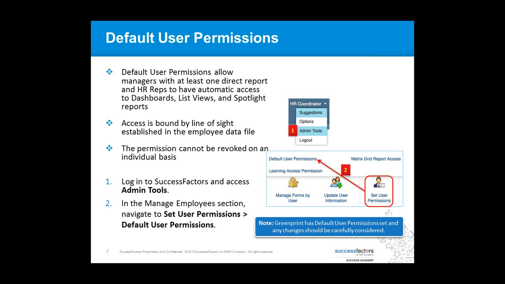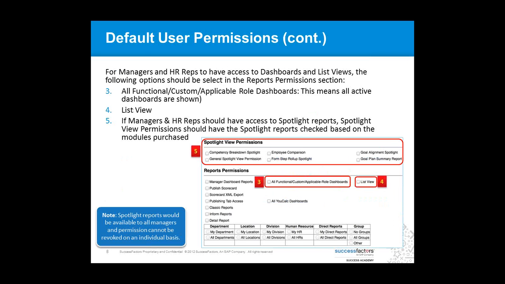To give the user permission, you log on to admin tools, go to the set user permissions tab, click on default user permission, and then you can provide access to whichever reports you want. Only the modules you have purchased or licensed are the ones you can provide access or detailed permission on.